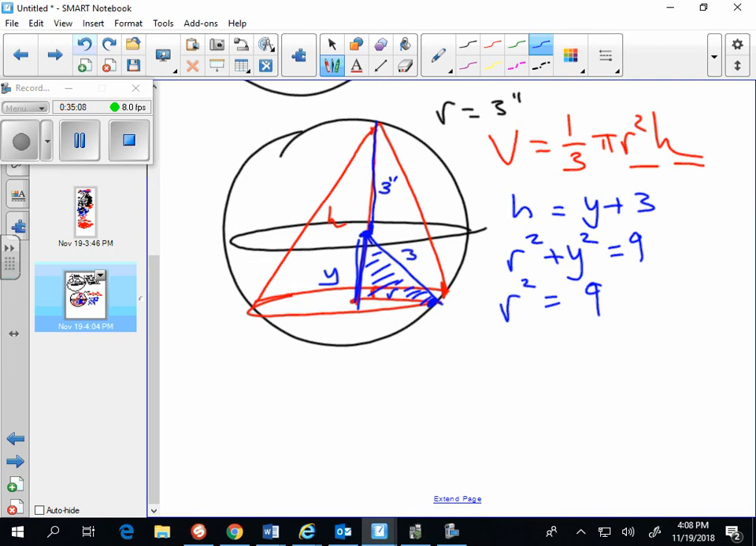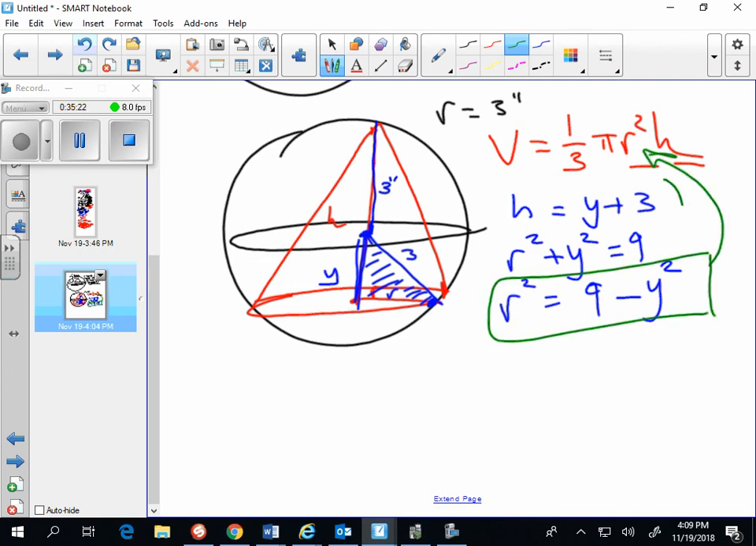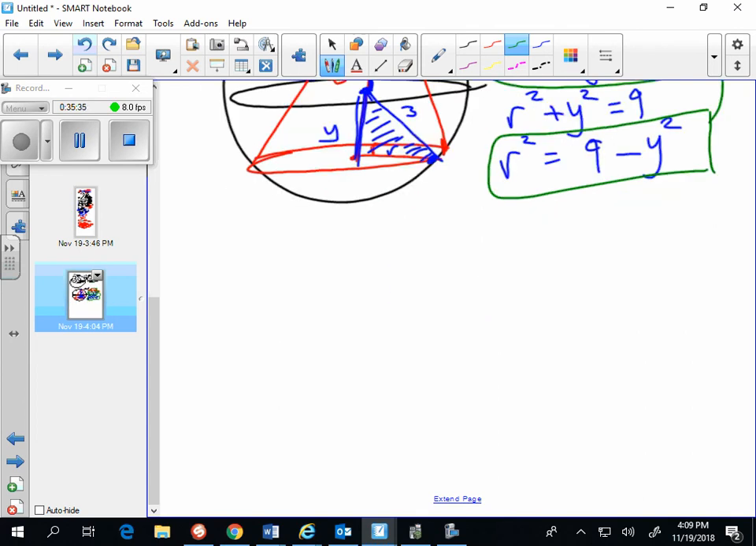And so I can use the Pythagorean theorem with that right triangle to help me find that r squared is 9 minus y squared. Well, conveniently, I don't need r, I need r squared. And here's my h, so I'm going to plug that in. So I can rewrite volume. It won't have an h, it won't have an r, it'll only have y stuff in it. So what will my volume formula look like?